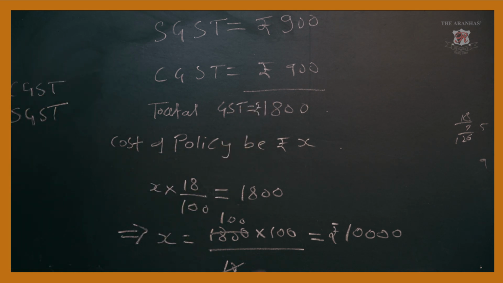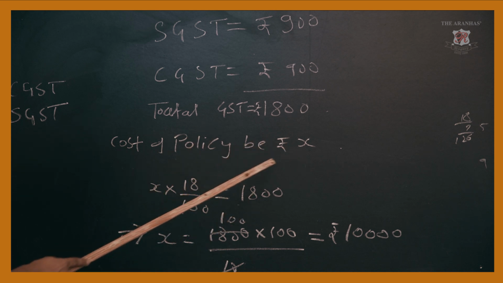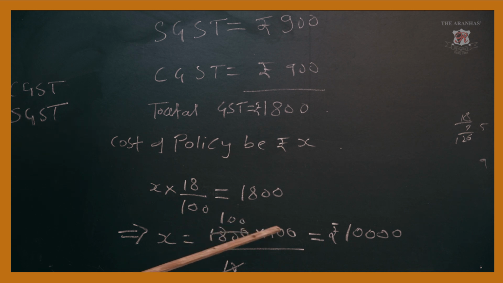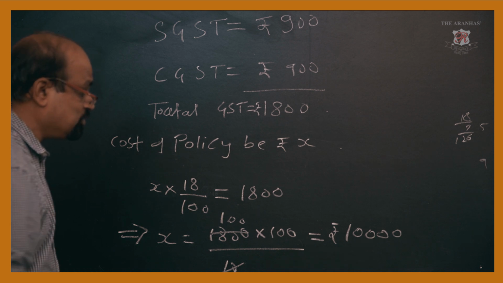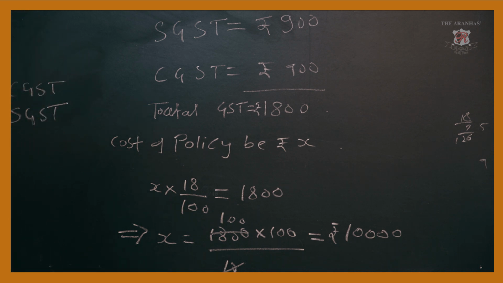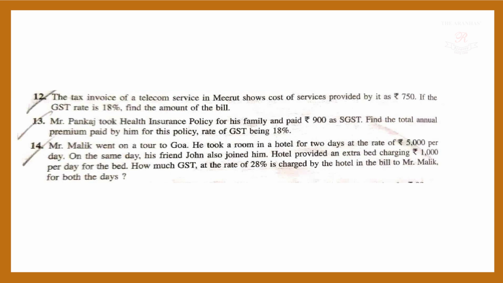If the cost of the policy purchased by Pankaj is rupees X, then 18% of X will be 1800. So by shifting 118 on that side, I can write 1800 into 100 upon 18. So that will give rupees 10,000. That will be the cost of that policy he had purchased. Now we will consider the third problem.